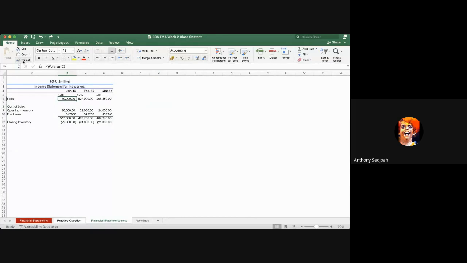For those of you who don't know what the format painter is, on the home tab there is this brush icon. It's going to copy the formatting. When we select this cell and then click on this brush icon, it's going to copy the format of that cell. When the format is being copied, you see this animation around the cell. After copying it, we will apply it to the purchases values.